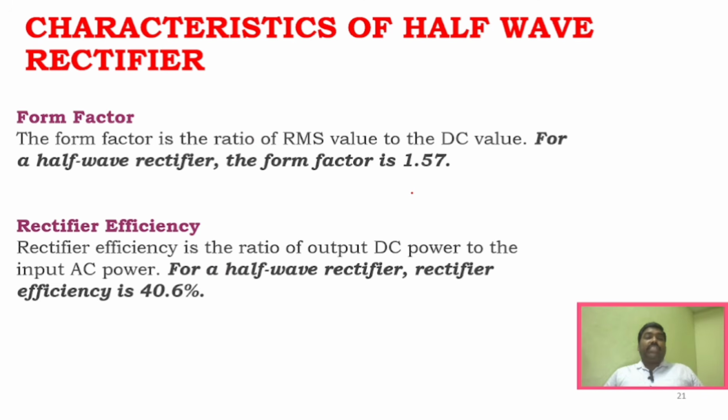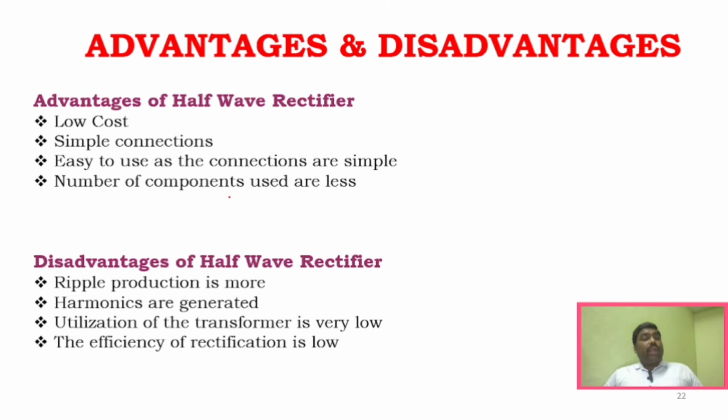Another important factor is the form factor. The form factor of a half-wave rectifier is more. The form factor is the ratio of the RMS value to the DC value, right? The form factor is 1.57, whereas the efficiency of a half-wave rectifier is around 40.6%. That's because it conducts only during the positive half cycle, right? The rectifier efficiency can also be called the ratio of output DC power to the input AC power, right?